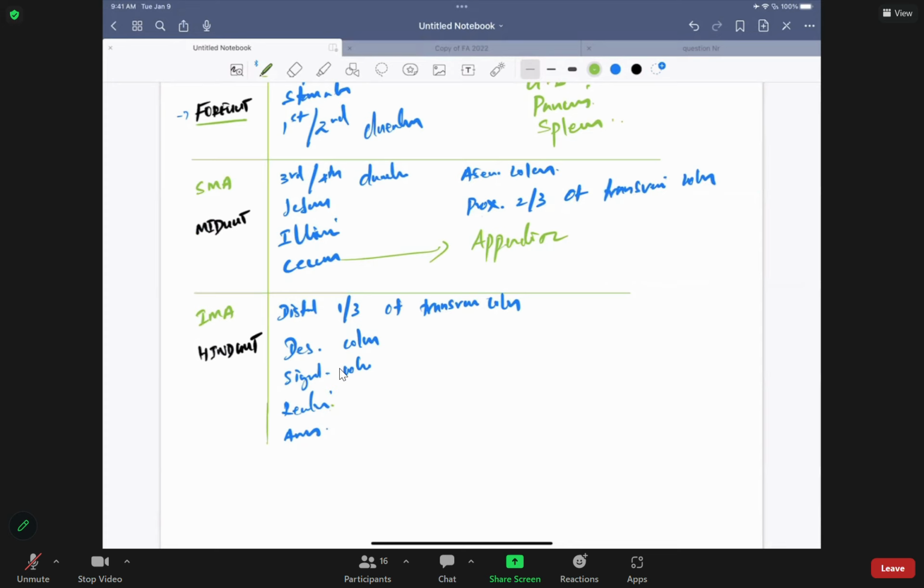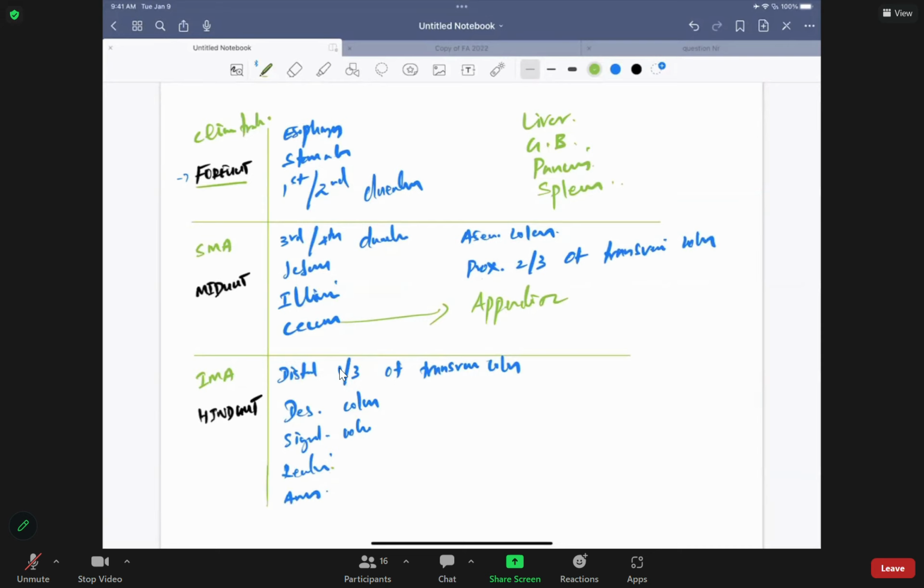Now going back with the venous drainage. So now we know the arterial supply. So you need to know the venous drainage. Venous drainage becomes a little easy. The same name. Hindgut get drained by inferior mesenteric vein. So if you have inferior mesenteric artery, then you have inferior mesenteric vein. Same thing for midgut, superior mesenteric vein. Okay, superior mesenteric vein.